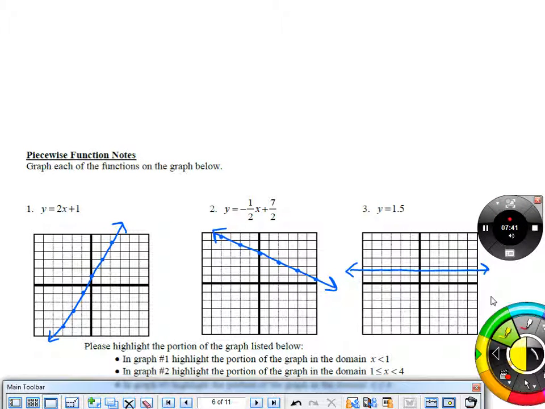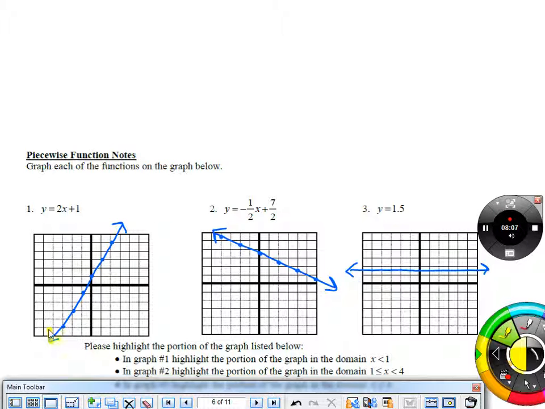Okay, so you've had some discussion about it. I hear people talking, deciding. Some people are highlighting. Okay, so here is the line that is the graph of this. So this is what I've drawn for my first graph, okay? If I'm going to highlight the portion of this graph that's in the domain of x is less than 1, which part of the line should I be highlighting? Yes.